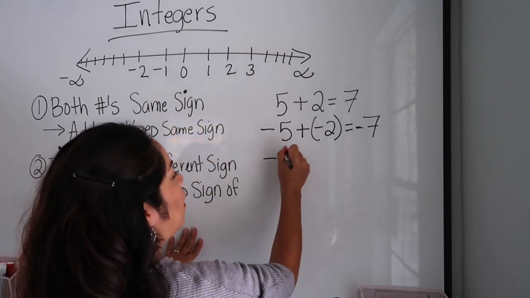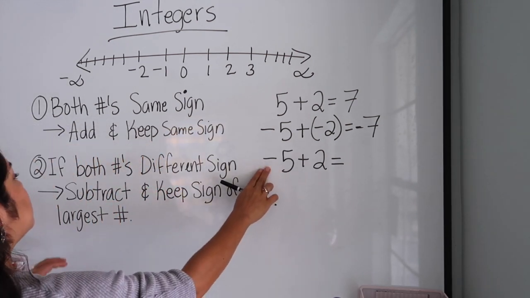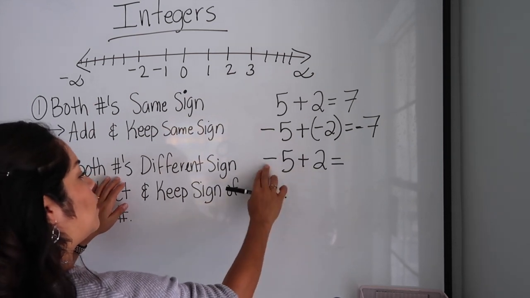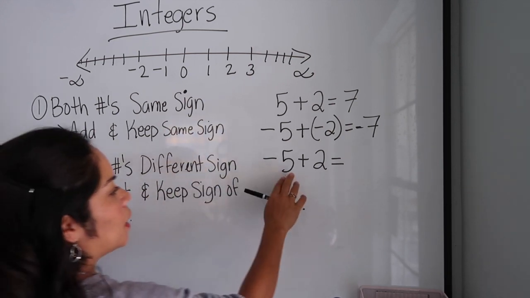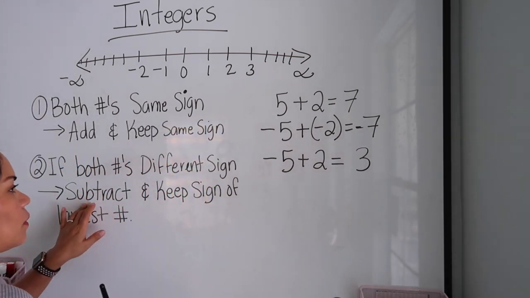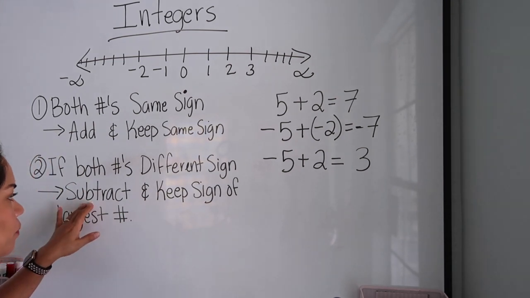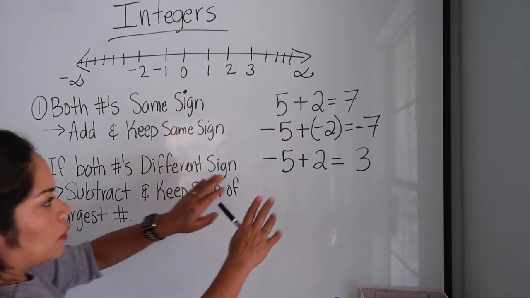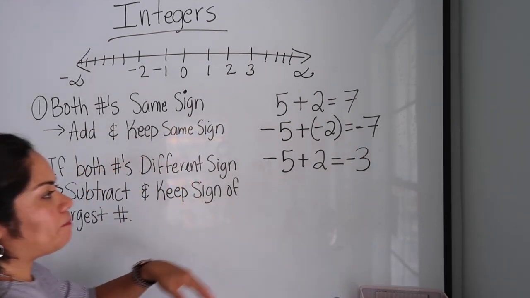What about if only 5 is negative? If both numbers have different signs, one is negative, one is positive, then you're gonna subtract the numbers. Subtract, okay, 5 minus 2 is 3. You always subtract the big number minus the small number. Subtract the numbers and you're gonna keep the sign of the largest number. 5 is my largest number, 5 is negative, so my answer will be negative.